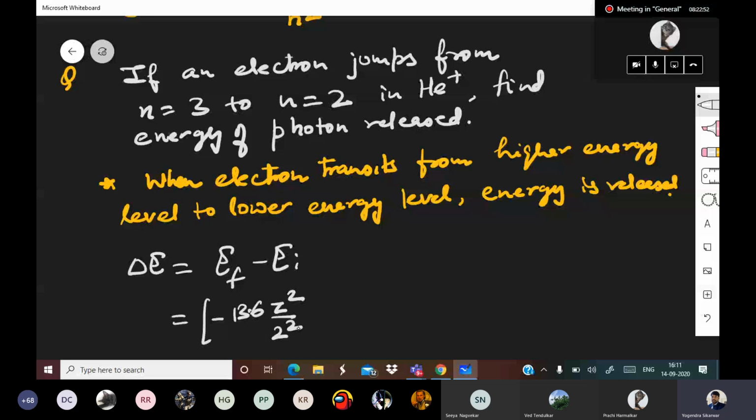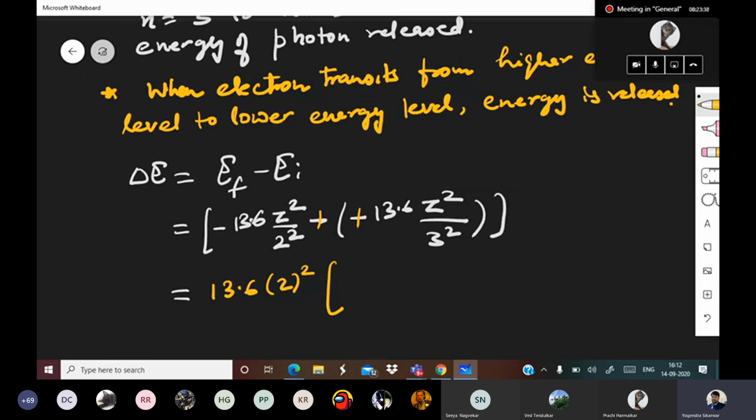So this minus minus becomes plus. 13.6 can be taken out, and Z square can be taken out. It is He plus, so Z square will be 2 square. And what is left with us is minus 1 by 4 plus 1 by 9. So that is delta E.